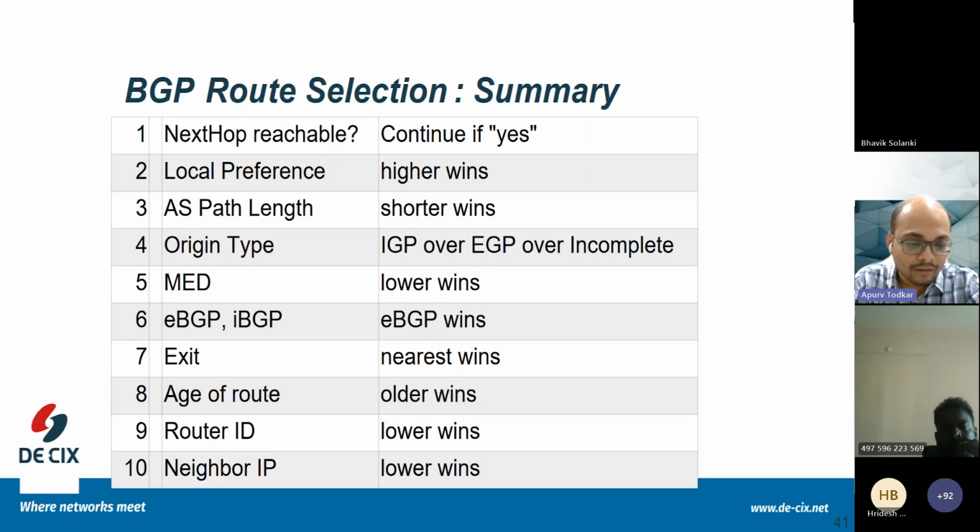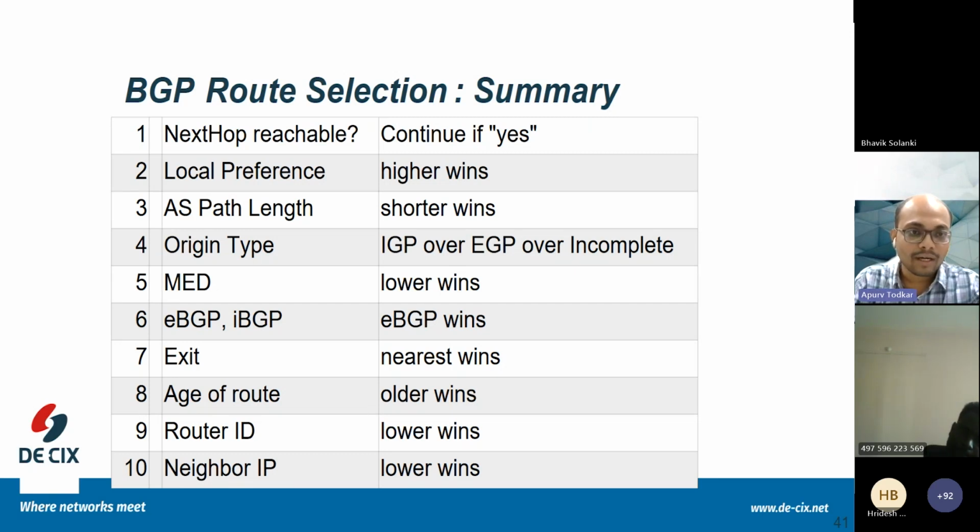Then we have the age of the route. This rule ensures stability. If the path becomes unavailable and traffic shifts to another path, then even if the original path comes back online, the traffic doesn't move back automatically. The older path with the more stable route is generally preferred.